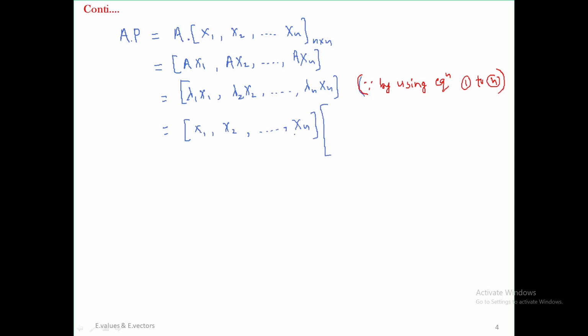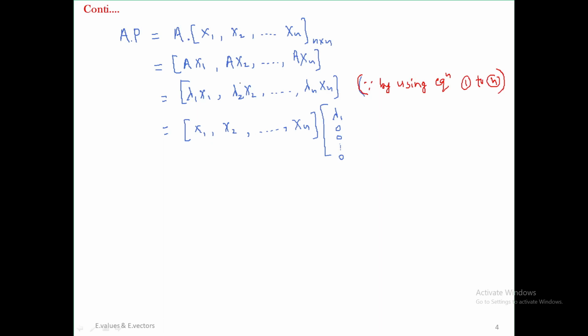observe carefully. If I multiply these two matrices, I should get this matrix again. Such a matrix I need to choose here. So that matrix will be lambda 1, 0, 0, up to 0. Look at it, if you multiply this row with this column, what happens? Lambda 1 x1. Next x2 into 0, x3 into 0, and so on, xn into 0. So only the first component becomes present here, lambda 1 x1.